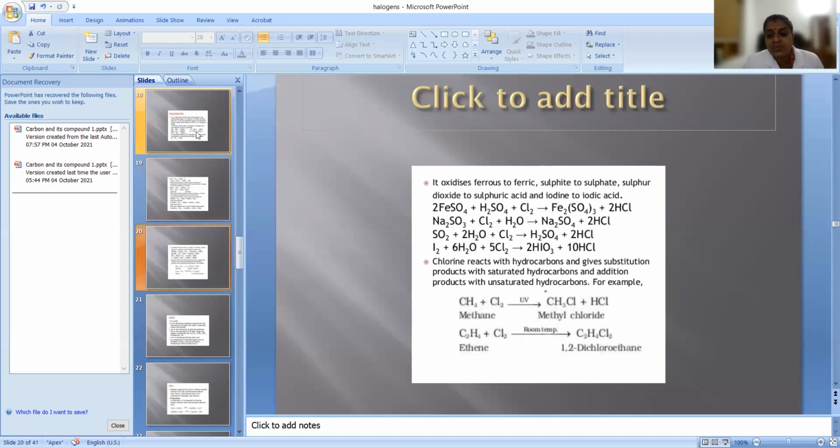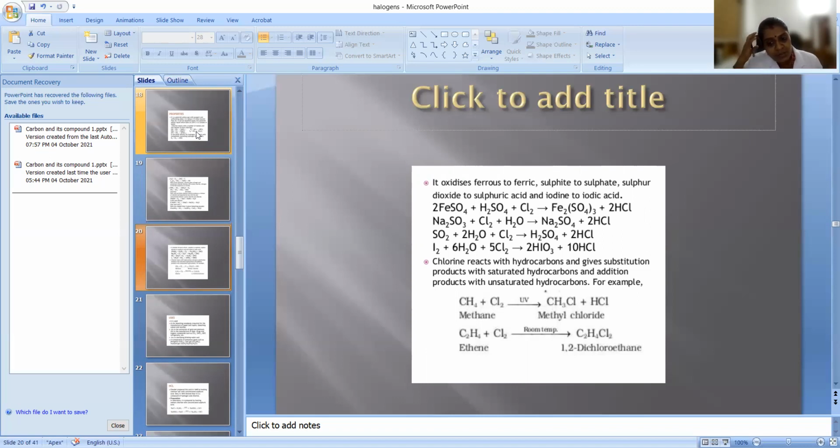So it oxidizes ferrous to ferric and sulfite to sulfate. FeSO4, when reacted with H2SO4 and Cl2, gives Fe2(SO4)3. Here also Na2SO3 will be converted into Na2SO4, sulfate. And when sulfur dioxide reacts with water and chlorine, it will be converted into sulfuric acid. Sulfur dioxide is converted into sulfuric acid. When it reacts with water and iodine, we will get the acid HIO3.